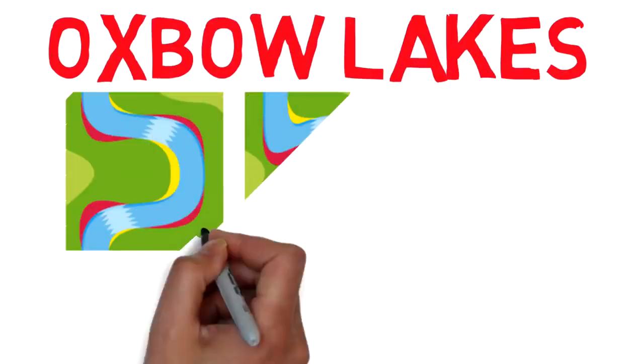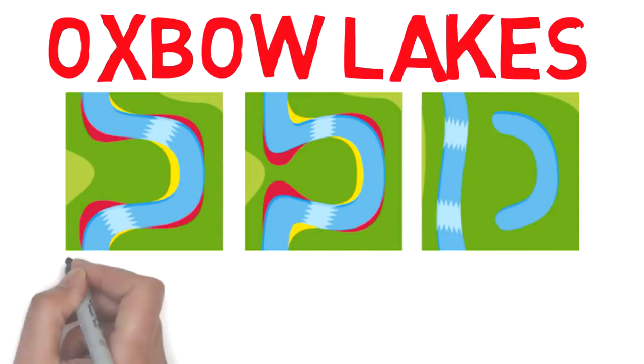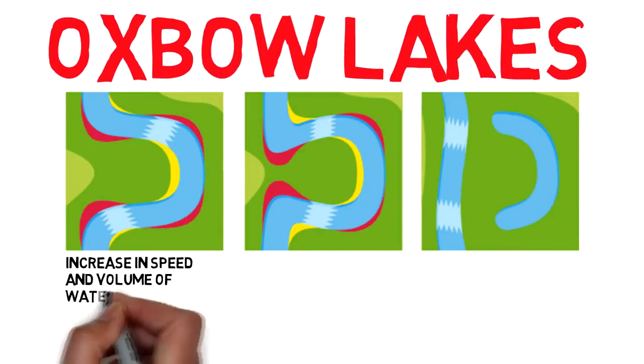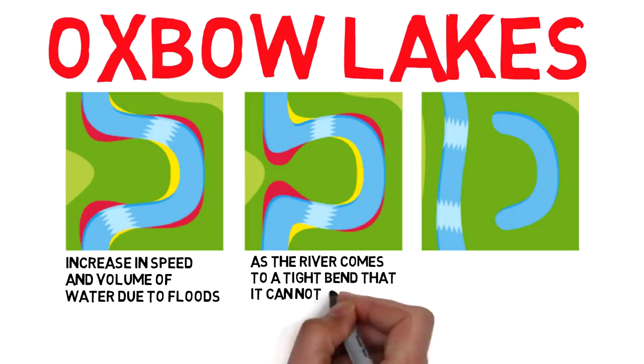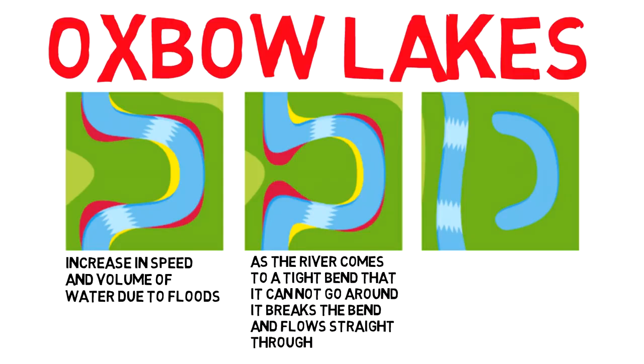Lastly, we're going to move on to the features of the old age river. The first feature of the old age river is oxbow lakes. These are horseshoe-shaped lakes. During floods, there will be an increase in the speed and volume of a river. So as the river comes to a tight meander that it cannot go around, it simply bursts its banks and cuts through the bend.